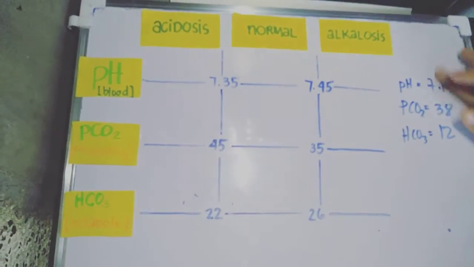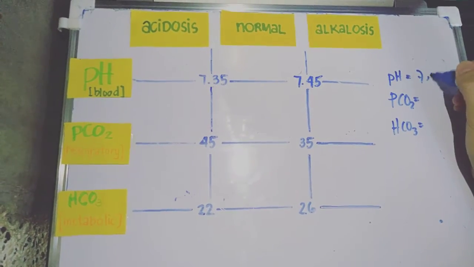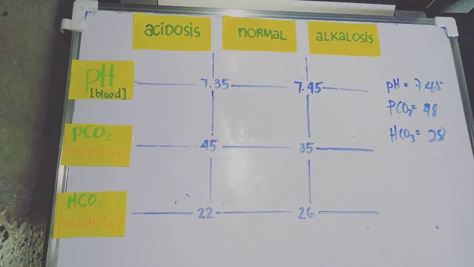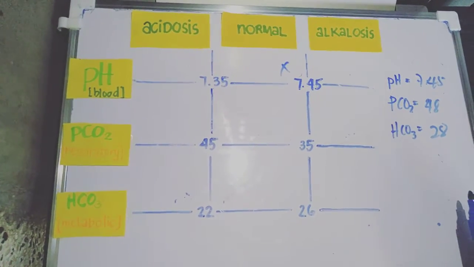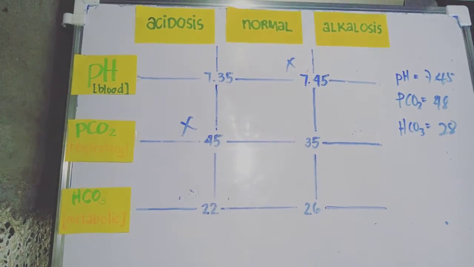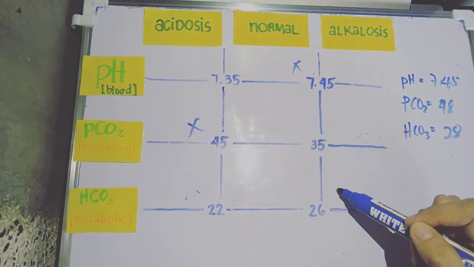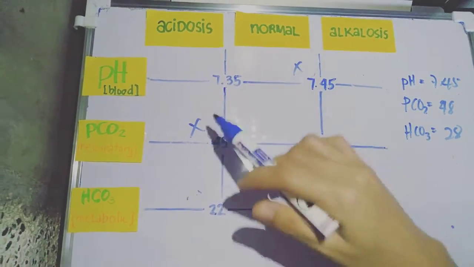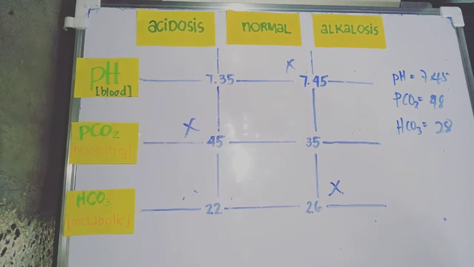So the last example, we have a pH of 7.45. This one's 48 and 28. So the pH is normal. The carbon dioxide is 48, so it is an acid. This one is 28, so it is basic. So as you can see, we haven't got a tic-tac-toe in here, but we can still interpret this result.